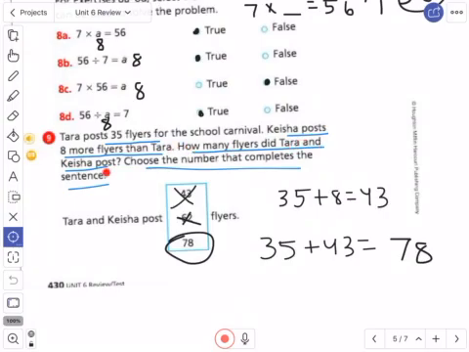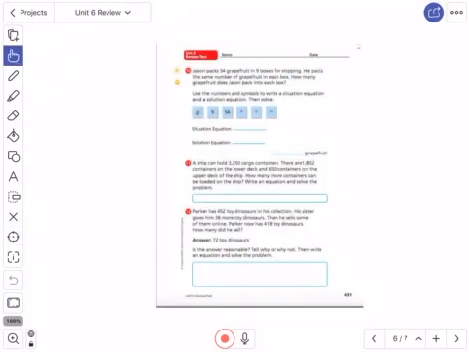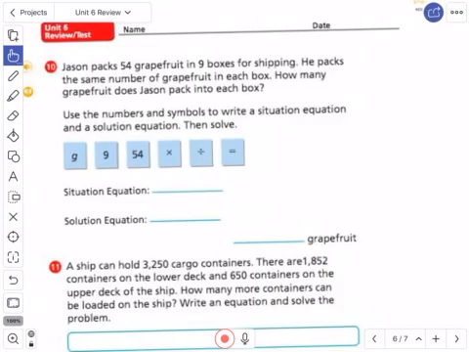How many flyers did Tara and Keisha post all together? 78. Yep. Okay, now I'm just going to read through these problems, and then you'll go try them, then you'll come back and check.